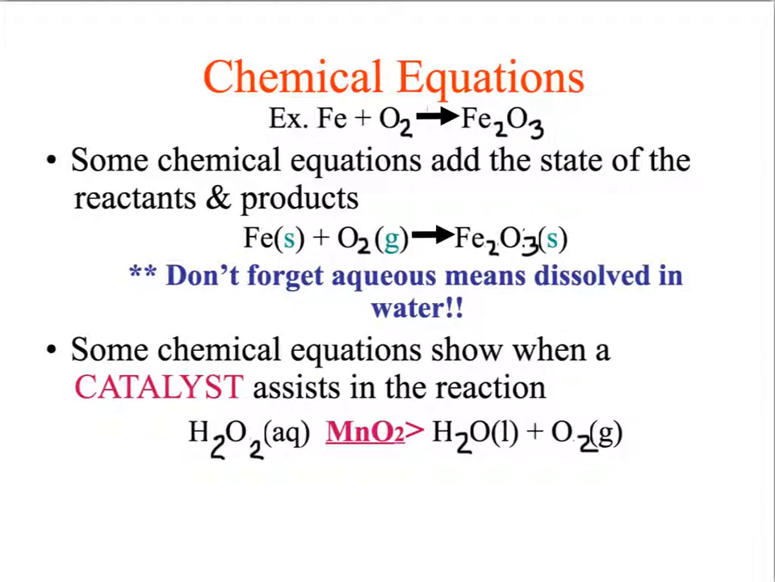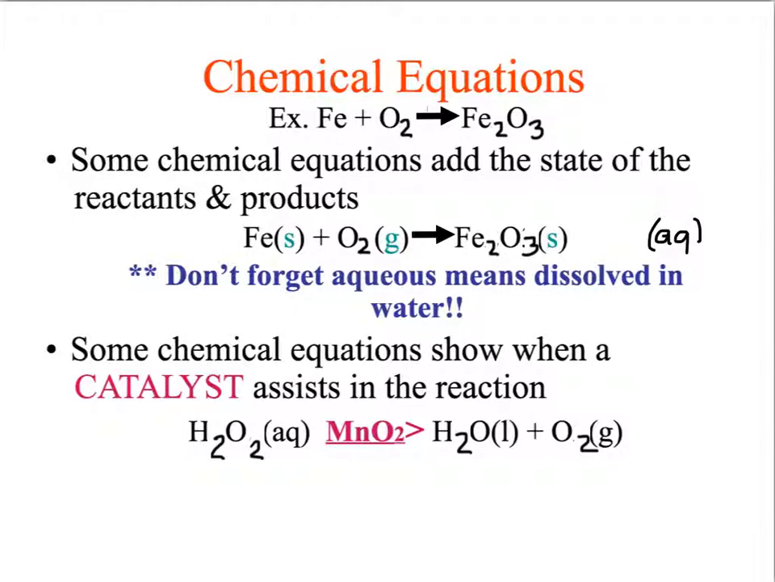Another thing that we might see is what state the reactants or products are in. So for example, this is telling me that solid iron is reacting with oxygen gas and then forming iron 3 oxide solid, which is basically rust. So this is showing the reaction for making rust. Also, if you see aqueous or AQ, that means that we have something that's dissolved in water.